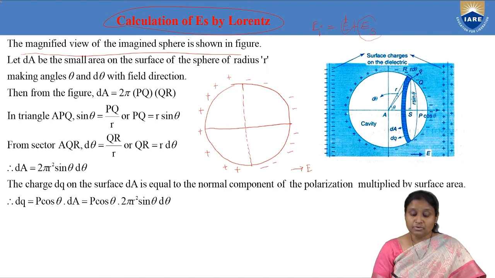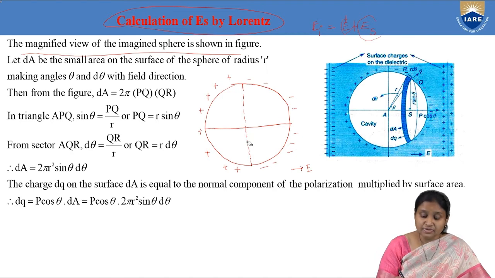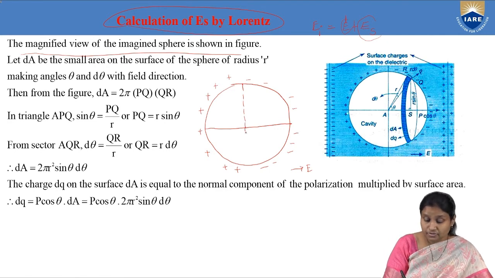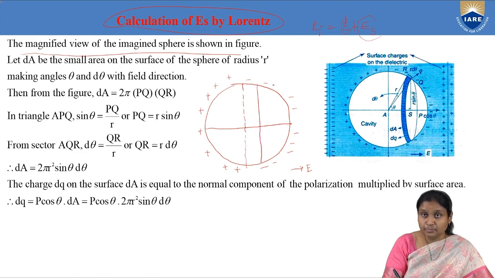So on this particular imagined sphere, first I'm selecting a small surface area. Let us select the small surface area like this. We can call it a small strip also.